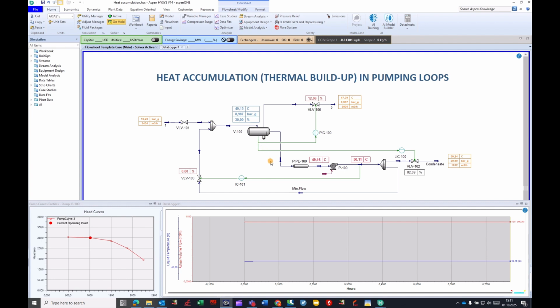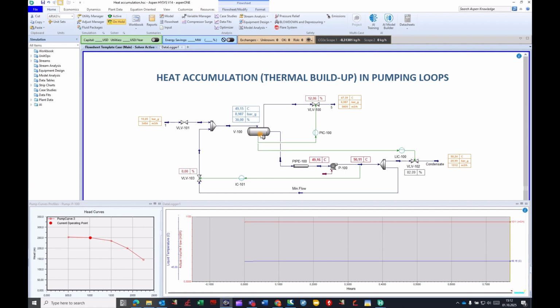For systems where we have coolers in place in the loop, we don't have that concern with the heat accumulation, so we are not discussing those systems. But for the systems that don't need a cooler in normal operation for any reason, this can be a risk.